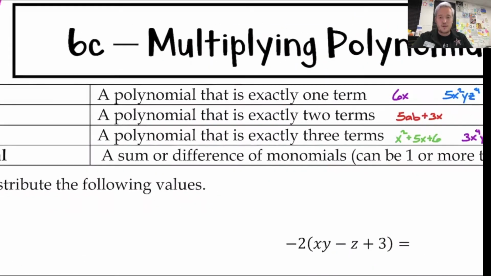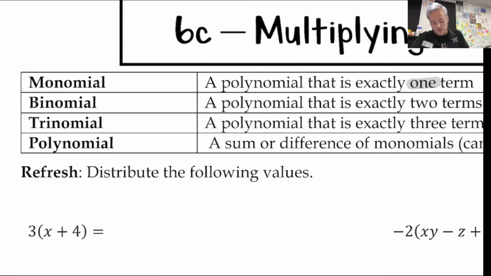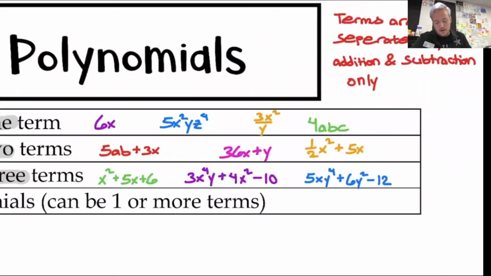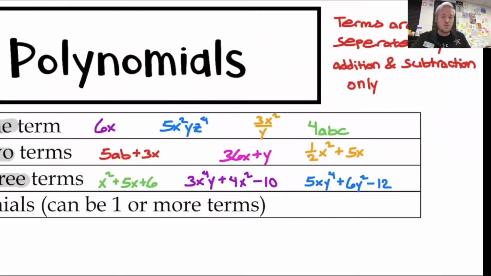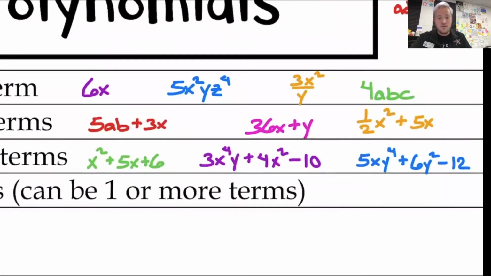Just to put it in perspective, monomials are exactly one term, binomials are exactly two terms, and trinomials are exactly three terms. A polynomial encompasses everything, so we could be looking at monomials, binomials, trinomials, or just an all-encompassing polynomial. Something to keep in mind: what distinguishes a term is addition and subtraction. If there's no addition or subtraction, then it's a monomial. However, binomials are only going to have one addition or subtraction sign.